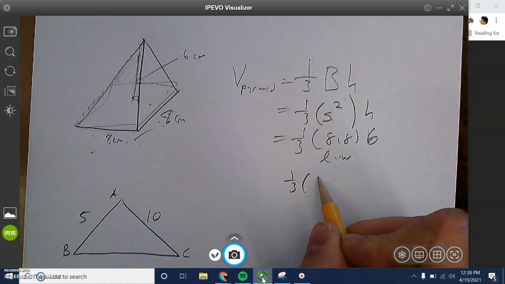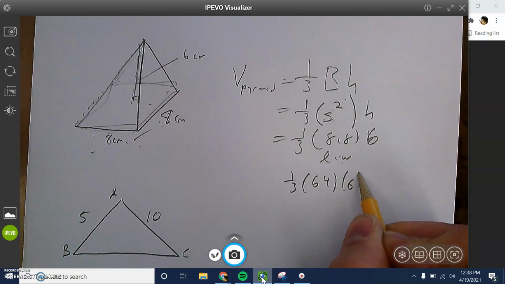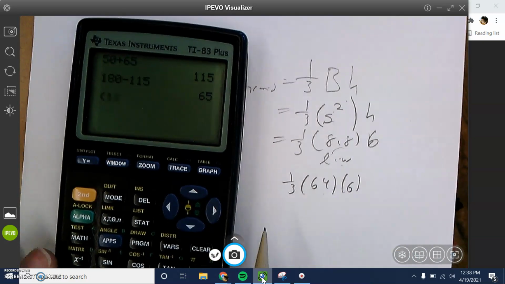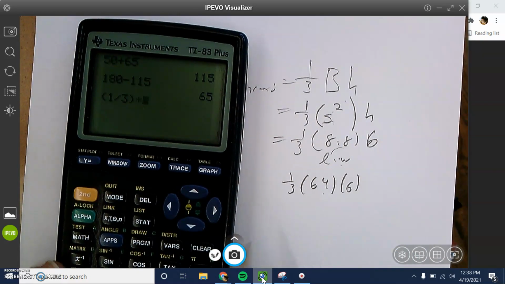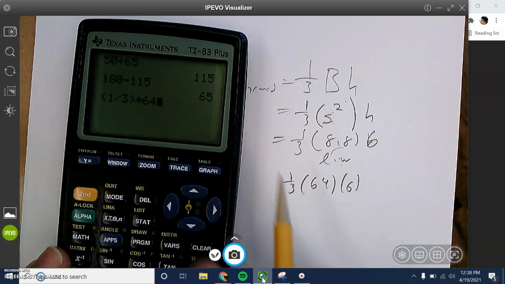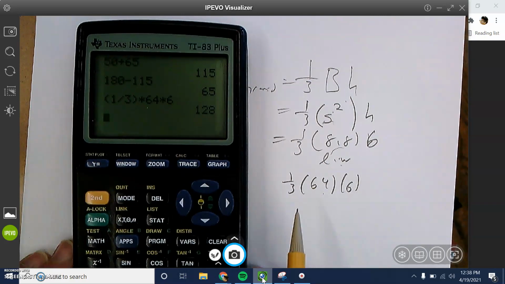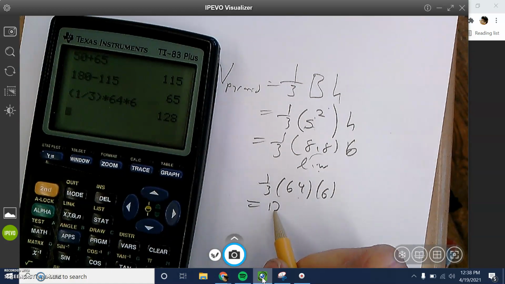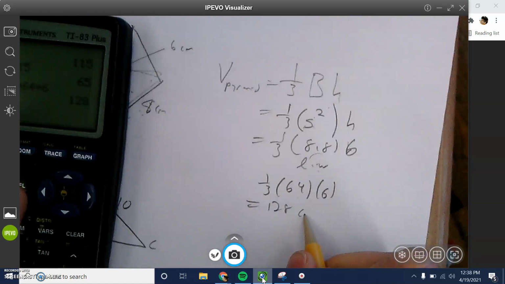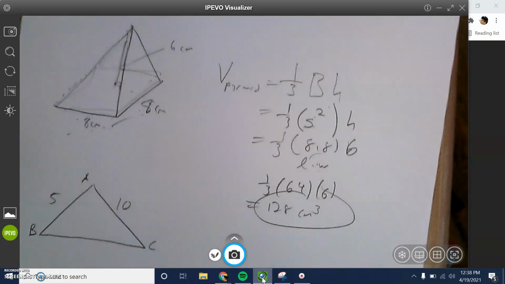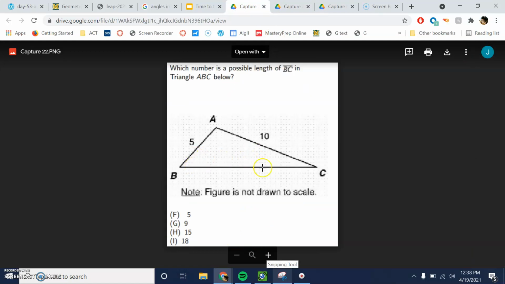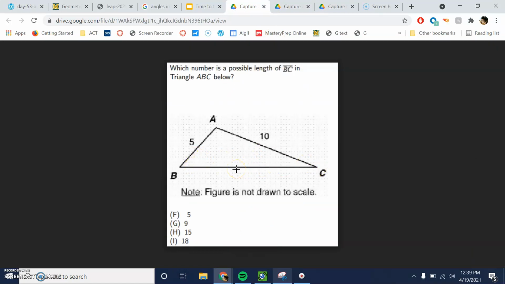So 1/3 times 64 times 6. 8 times 8 is 64. So that's going to be 1/3 in parentheses times 64 times 6 is 128. There we go. So equals 128 centimeters cubed. There we go. 128 centimeters cubed, so that would be G. All right, last one. What could BC equal?